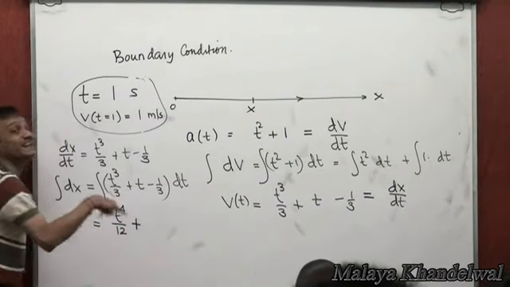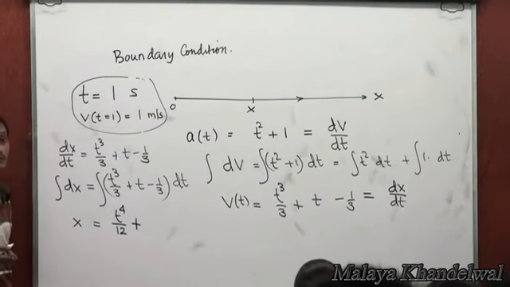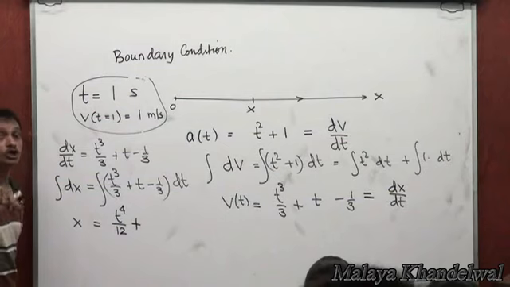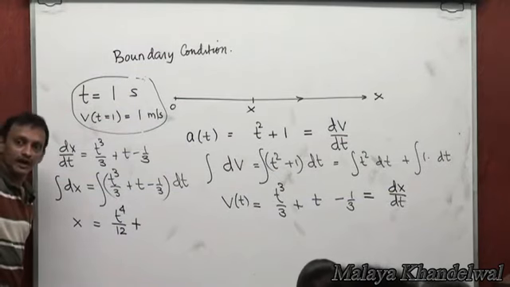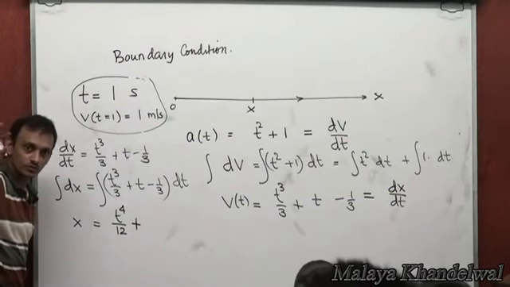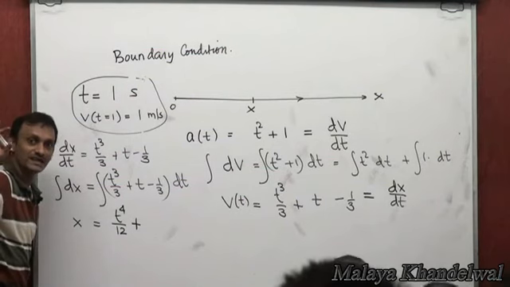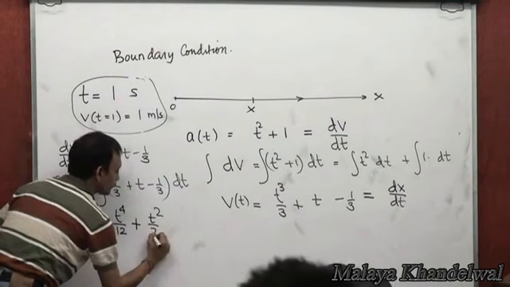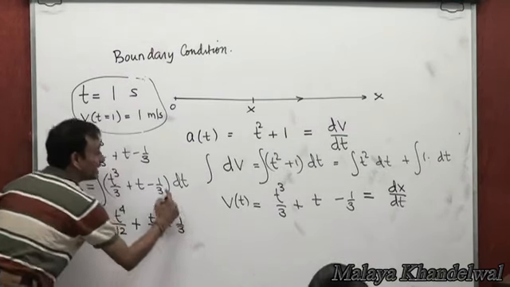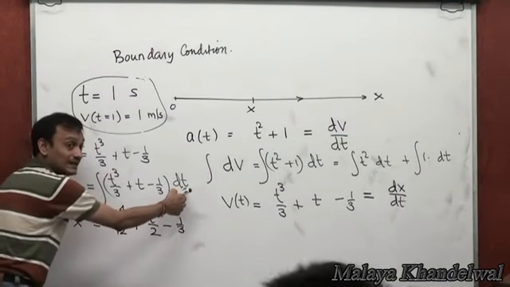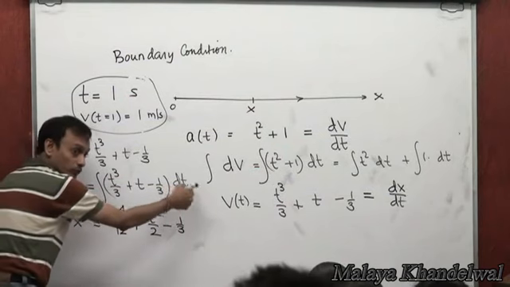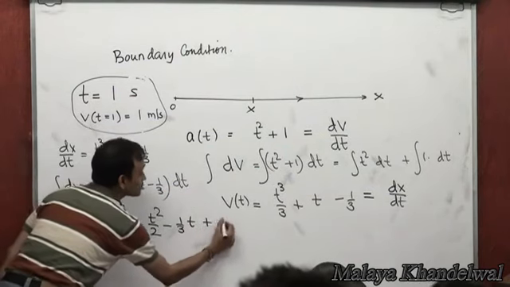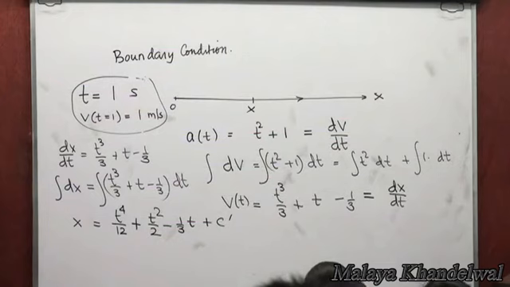Minus plus integral t dt would be t square by 2. Hey, are you lost? You understanding this, no? Integral t dt would be t square by 2 minus 1/3. Integral dt would be t. Integral 1 dt would be t. So t, and then there is a constant c prime that emerges.